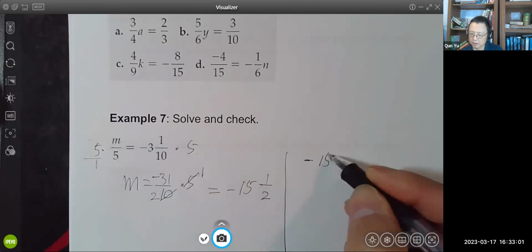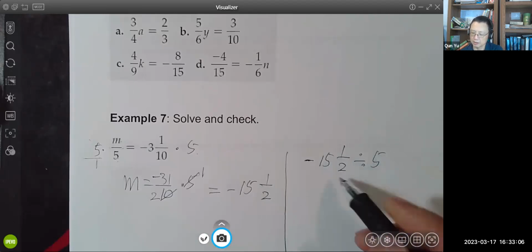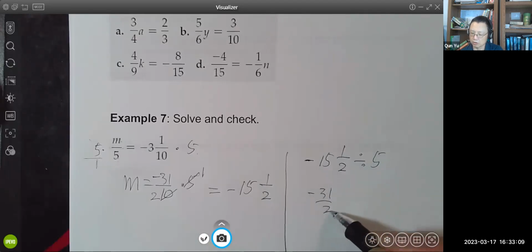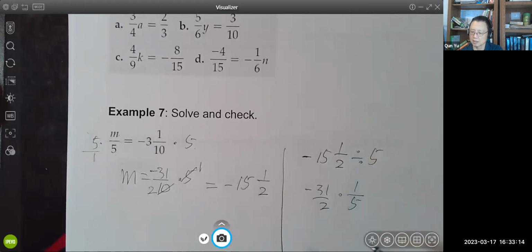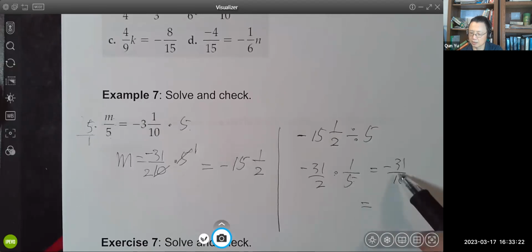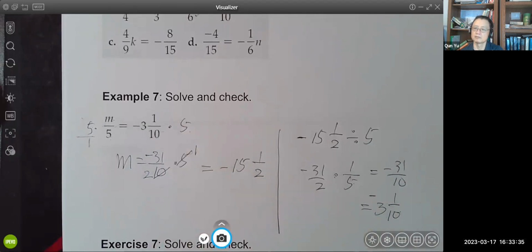Negative 15 and a half divided by 5 equals negative 31 over 2 times 1/5. Turn the division into multiplication and switch it. So now we got negative 31 over 10. So 31 divided by 10, you got a 3, right? 3 times 10 is 30, remainder is 1. So negative 3 and 1/10. That's the exact same number. Right? That's the exact same number.